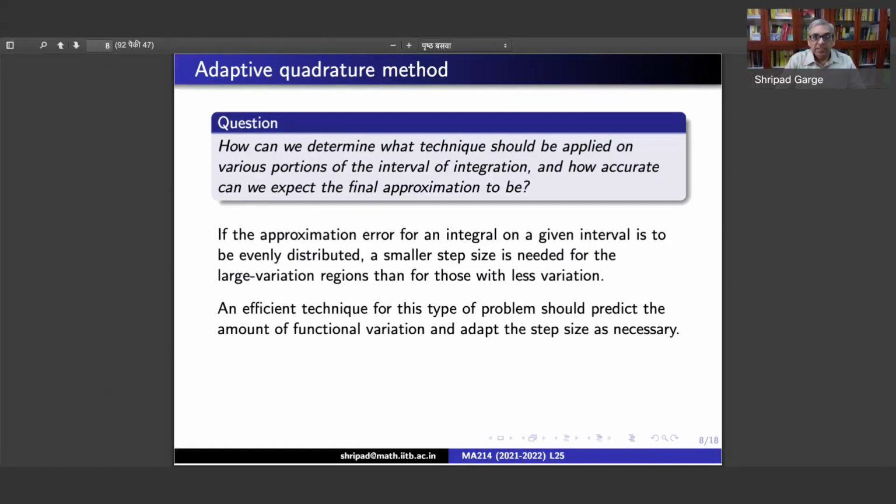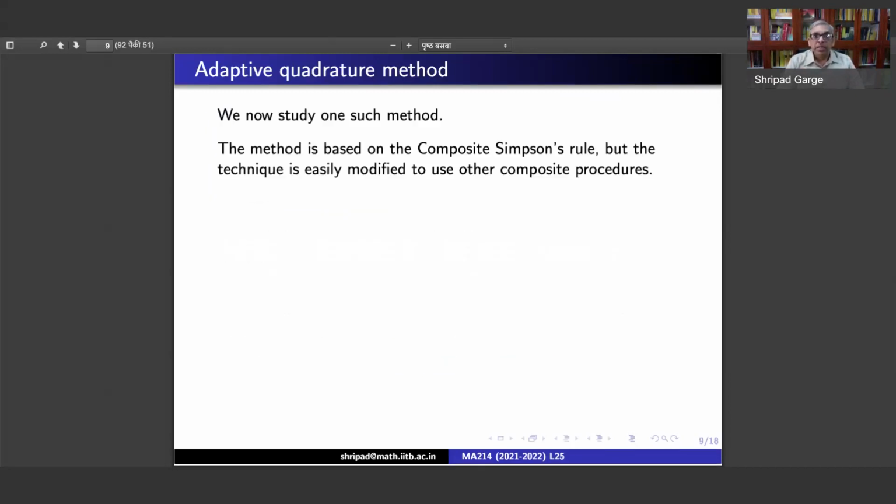So the efficient technique should predict the amount of functional variation and adapt the step size as necessary. These are called adaptive quadrature methods. We will not study these in great detail. We will see one example of this method for the Simpson's method. So we are using this composite Simpson's rule once again, but the technique can be easily modified to other composite procedures. So that's not a big question here.